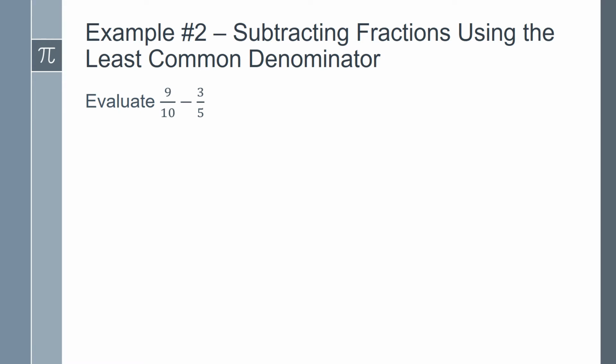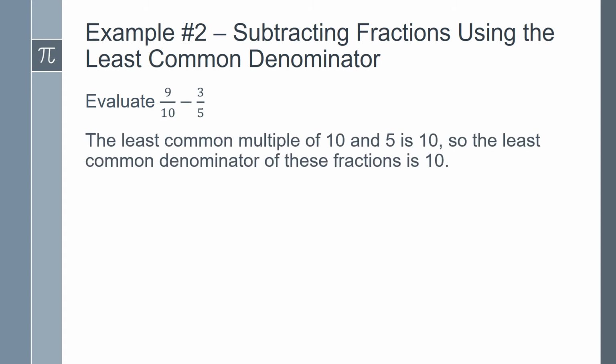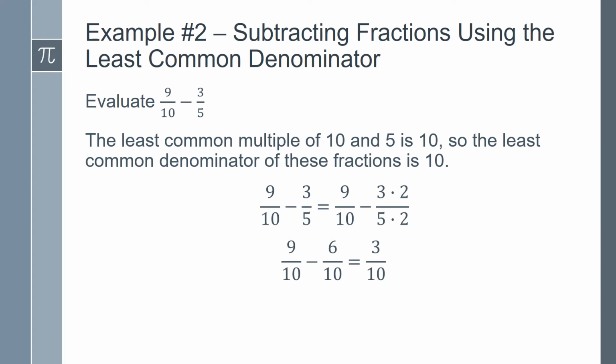Now let's take a look at another example. Evaluate 9/10 minus 3/5. The least common multiple of 10 and 5 is 10, so the least common denominator of these fractions is also 10. So for 9/10 minus 3/5, we only have to change the 3/5 by multiplying the numerator and denominator by 2. This gives us 9/10 minus 6/10.